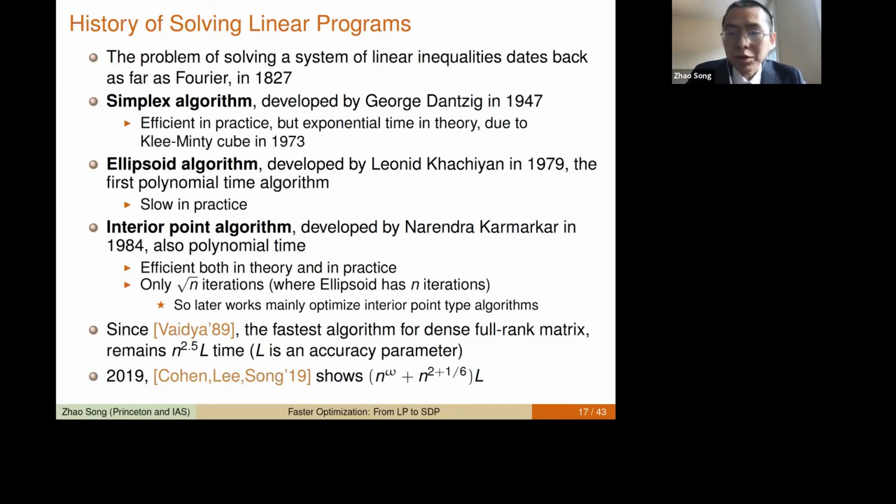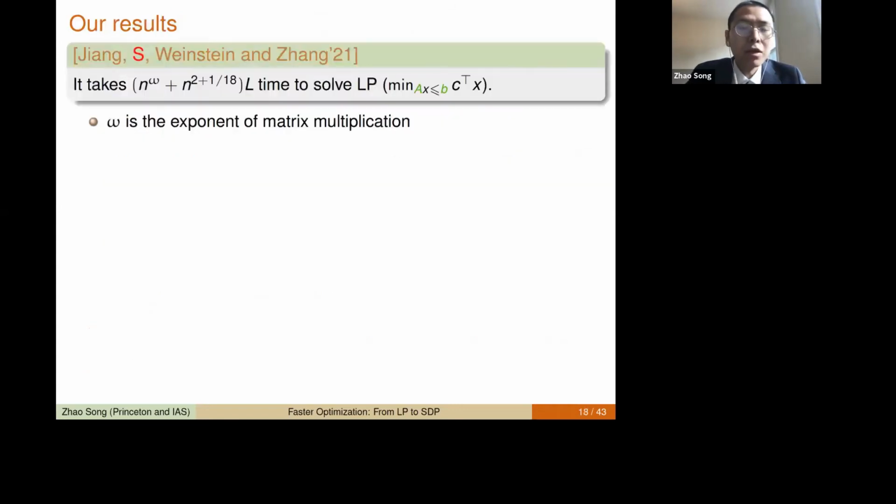In today's talk, I will show you how to actually improve this 1 over 6 and why improving this 1 over 6 is very important. In a very recent work with Shunhua Jiang, Aaron Sidford, Omri Weinstein and Hengjie Zhang, we actually improve this 1 over 6 to 1 over 18.